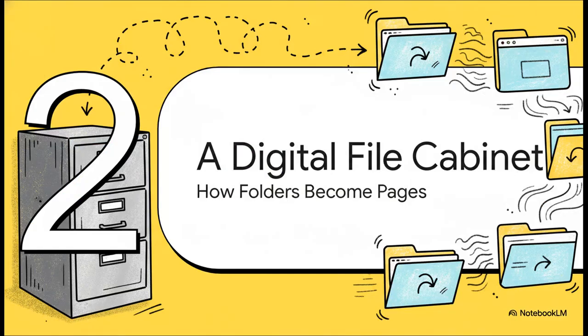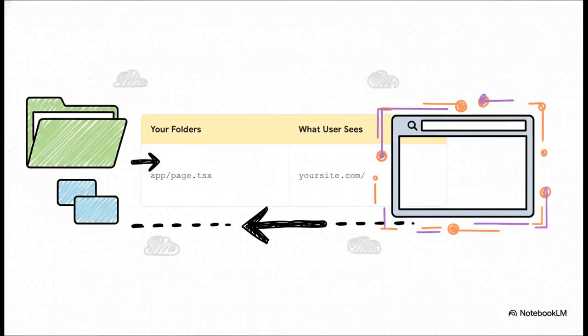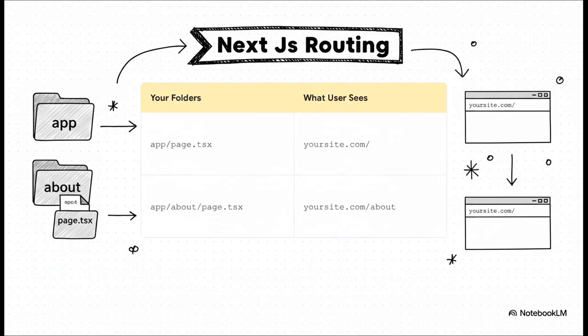Let's actually see this in action, because it makes it so much clearer. Just think of your project like a digital file cabinet. Every drawer, every folder inside, it has a specific label, and that label becomes the direct path to whatever's inside. All right, check this out. The most basic example. In the main part of your app folder, you have a single page.tsx file. That file directly becomes your home page. Simple as that. app/page.tsx is yoursite.com/. Done.